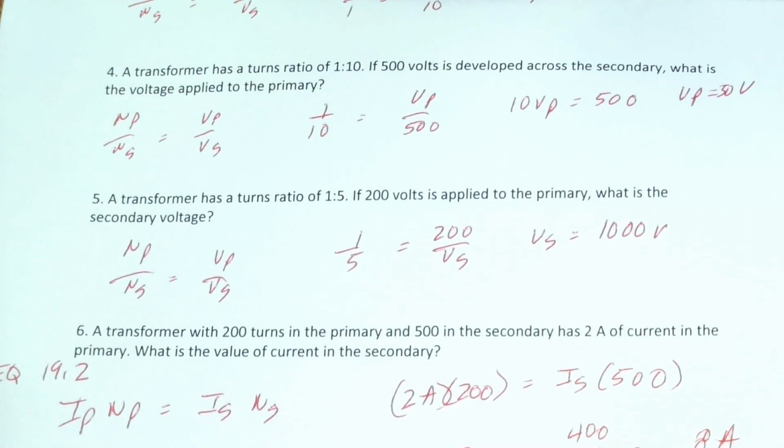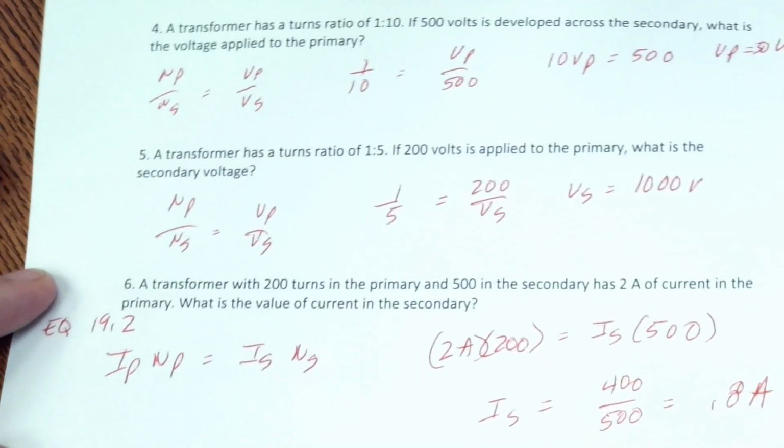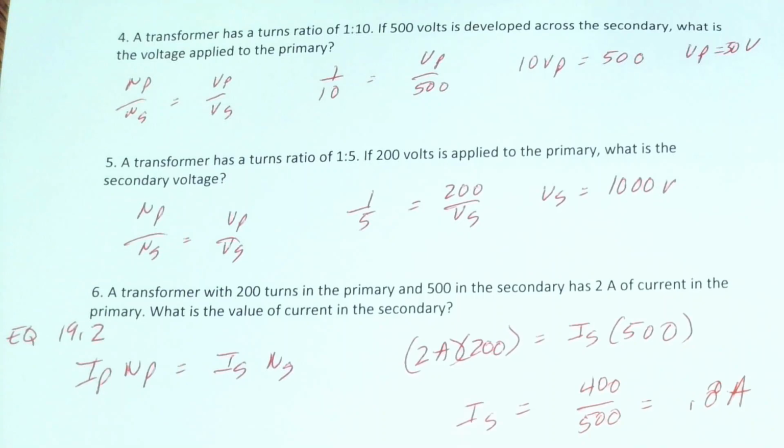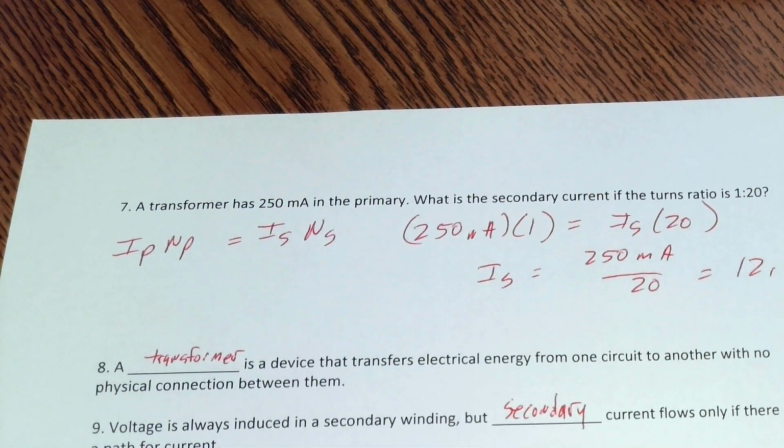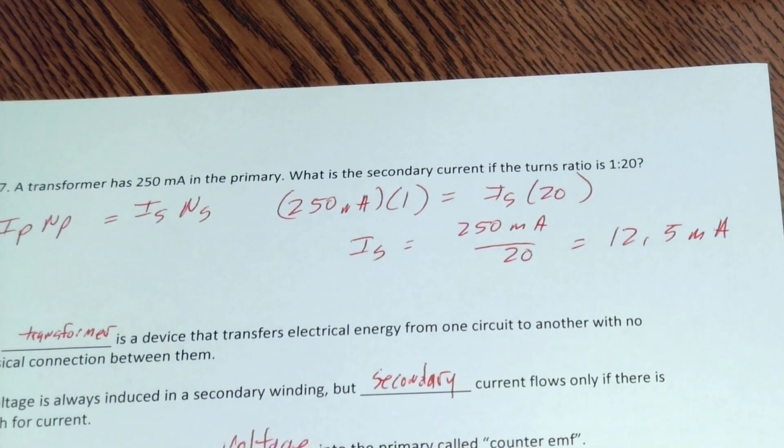Then finally, number 6 is current. And remember, equation 19.2 says IPNP equals ISNS. So you just plug in your values and you get 0.8 amps or 800 milliamps. All right, and then number 7, again, is equation 19.2. IPNP equals ISNS. And if you do the math, you get IS equals 12.5 milliamps.